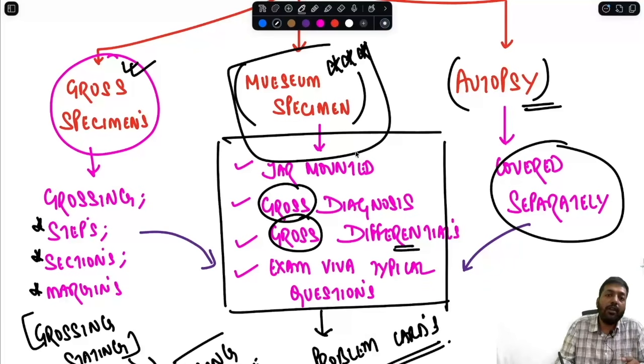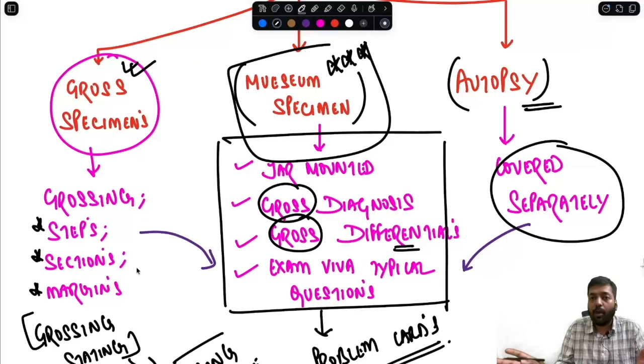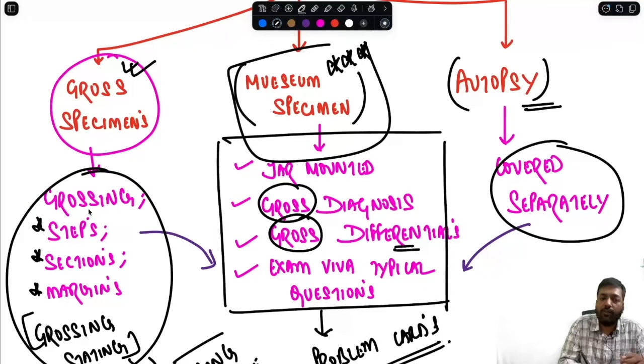And remember, during your museum specimen viva, usually the autopsy related questions are asked, and autopsy related questions can also be asked in your grossing station as well, or might be asked completely separately as a separate viva. So what I want to say is that the grossing part, the museum specimen and the autopsy questions can be intermixed and asked at any point interchangeably. The grossing part has already been discussed, so we are not repeating it again. The autopsy part has not been covered yet.